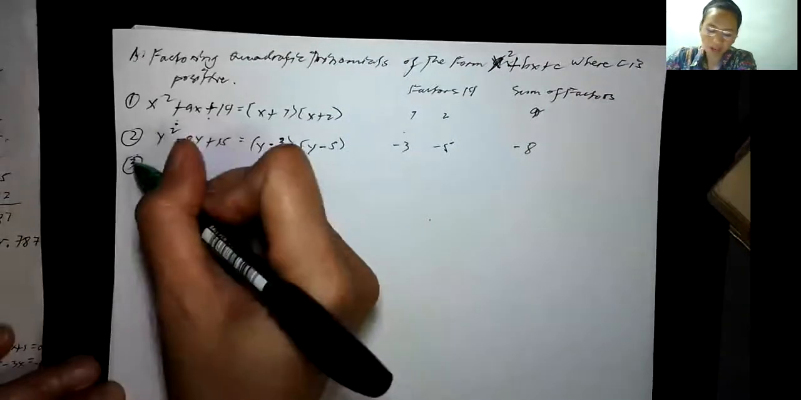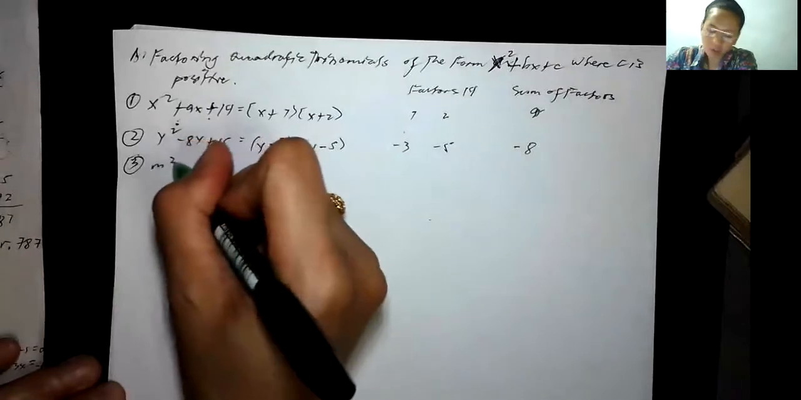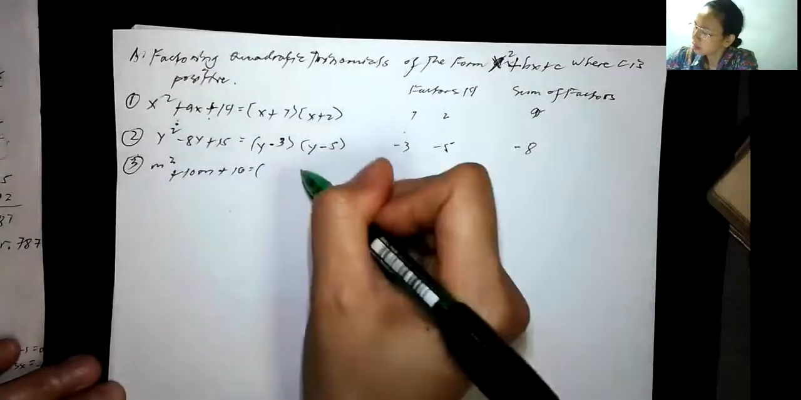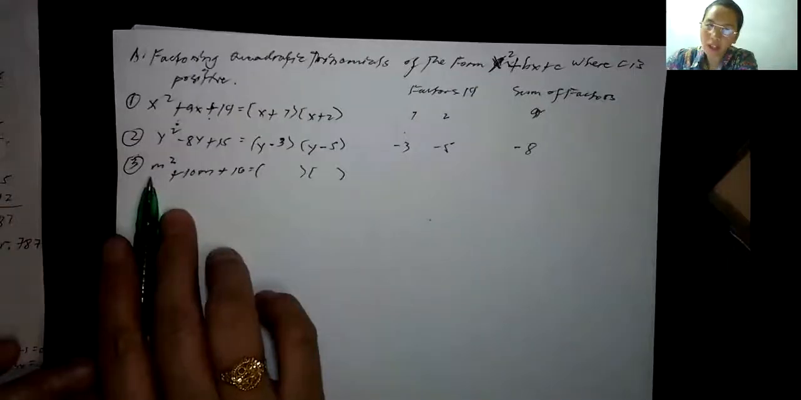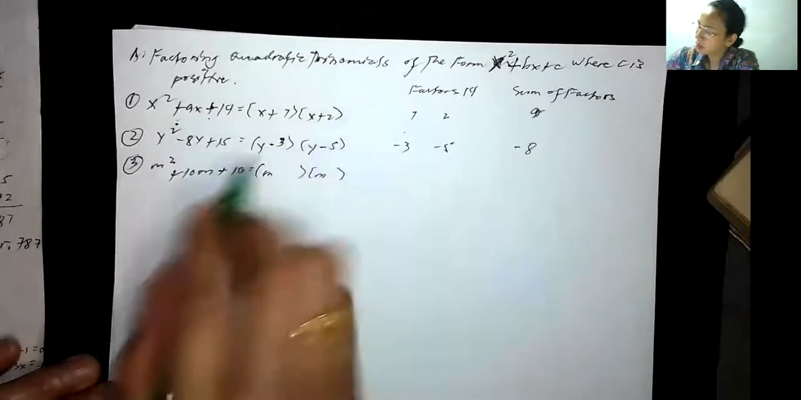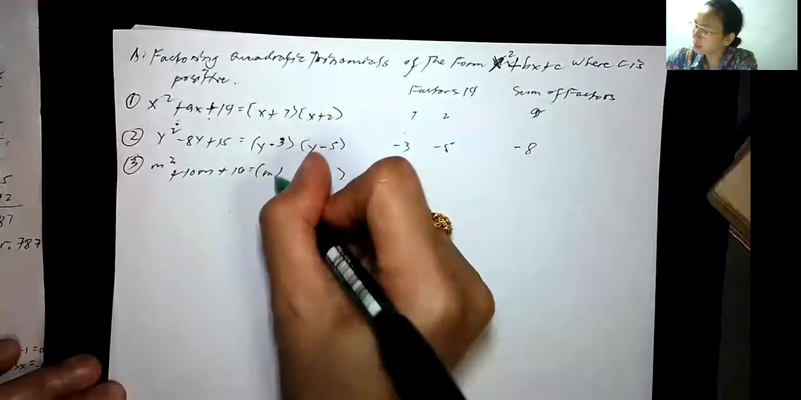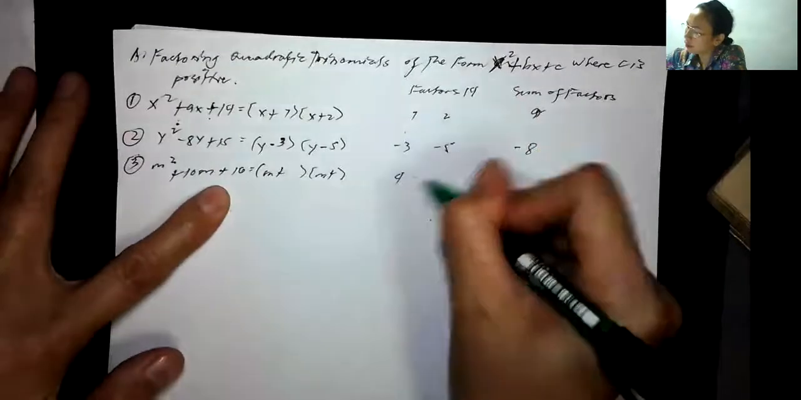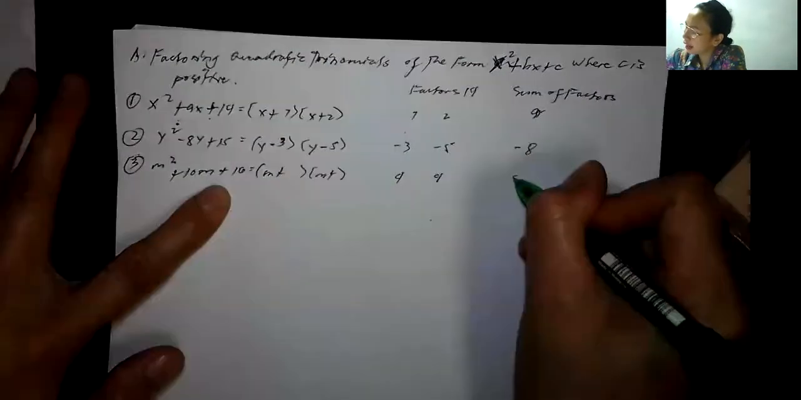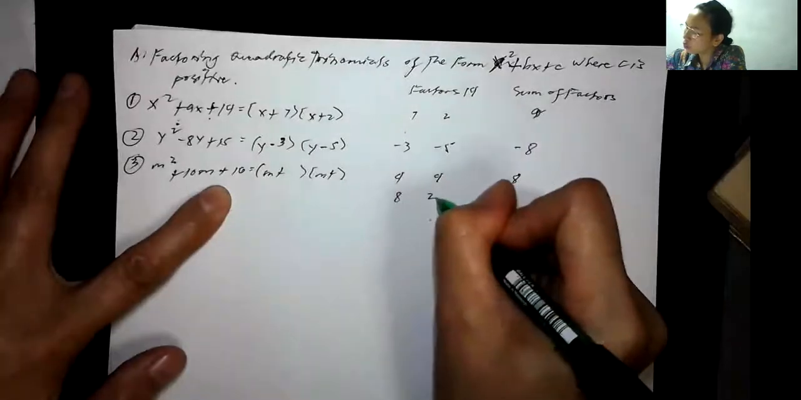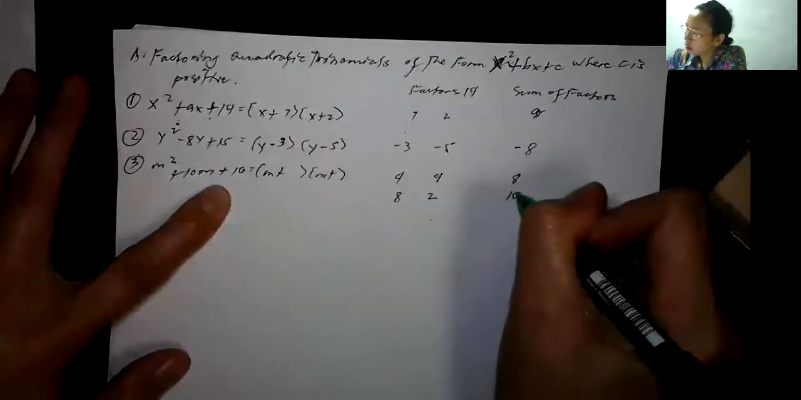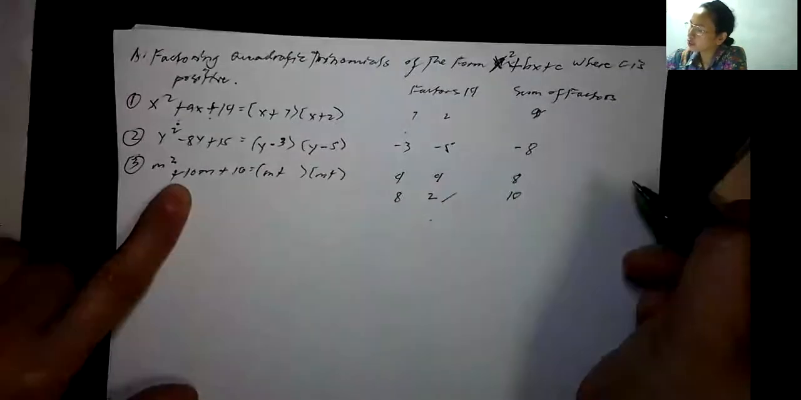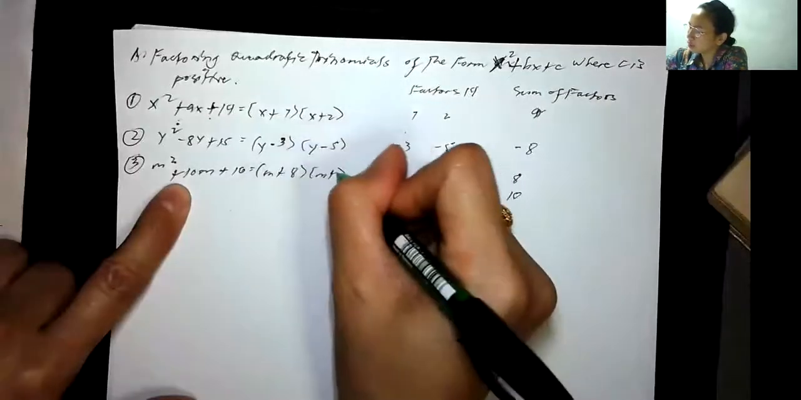Let us have number 3. So let's say we have here m squared plus 10m plus 16. So again, the factor of m squared is m, and since they are both positive, again, the sign here is both positive also. So what is the factor of 16? We can write 4 and 4. So the sum is 8. We have also 8 and 2. So the sum is 10. So since our middle term is 10, the possible factors are 8 and 2. So 8 and then 2.